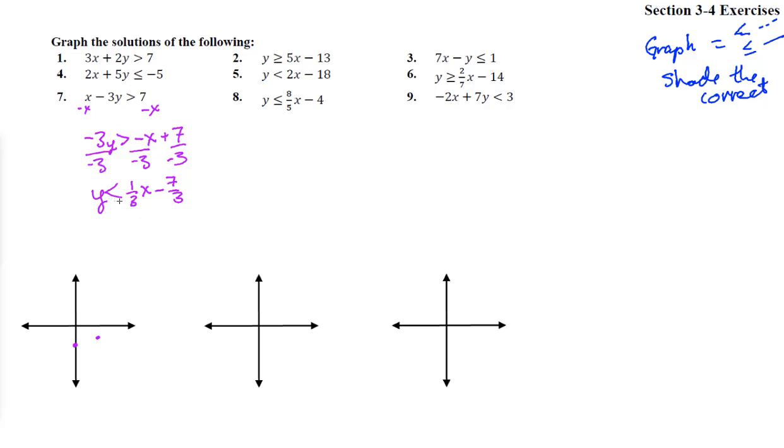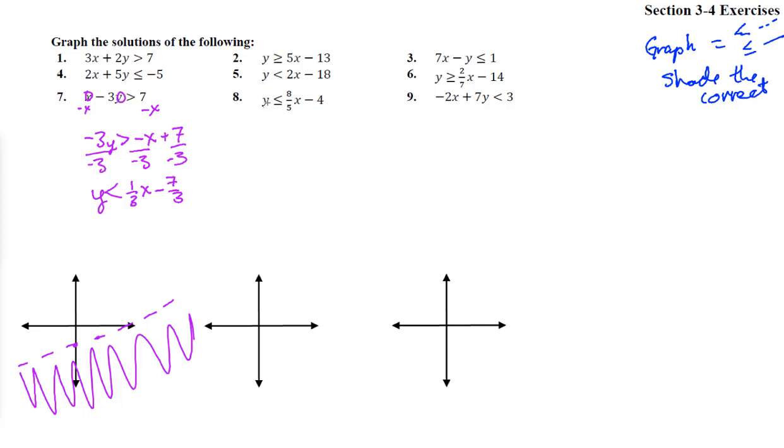And then it is a dashed line because we don't want the points where the two sides are actually equal, which would make the line. However, we do want where y is less than. So that is down here. All of these points are part of the answer. Go ahead and test 0, 0, and you'll see it should not work as an answer. If we stick a 0 there and a 0 there, 0 minus 0 is 0. Is that bigger than 7? It is not.